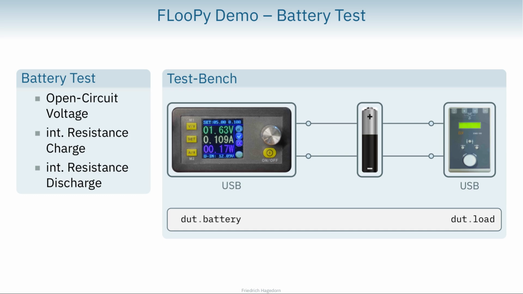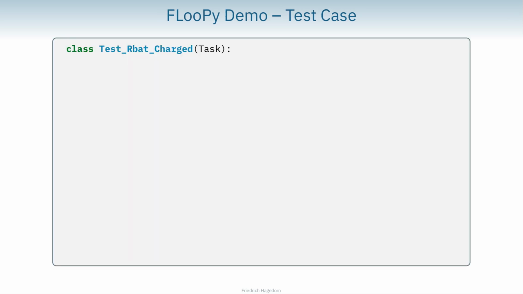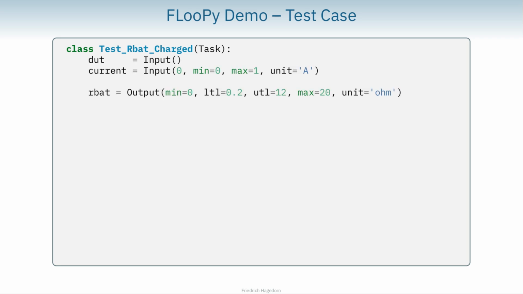Okay, now let's take a closer look at the second test case. It's about determining the internal resistance when charging the battery. We write all the things we need for this test in a Python class. Each test case can have both input and output parameters. With an output parameter, we also specify our expectation, which means that the pass-fail value is determined using the lower test limit and the upper test limit.